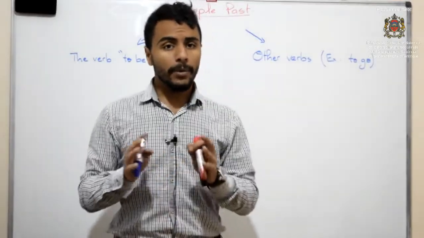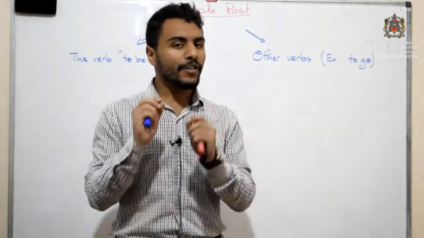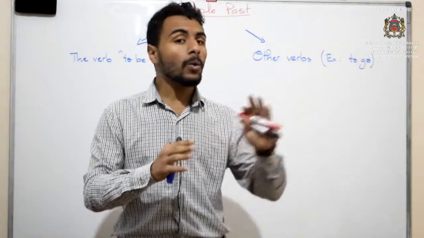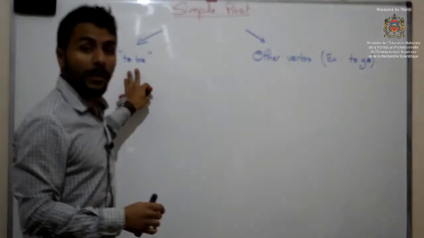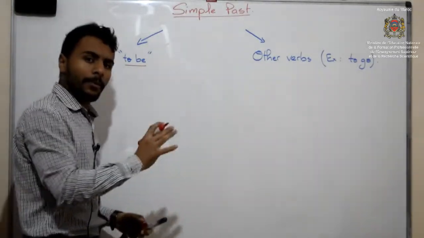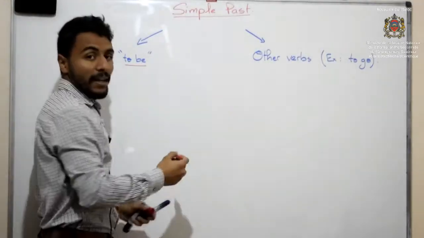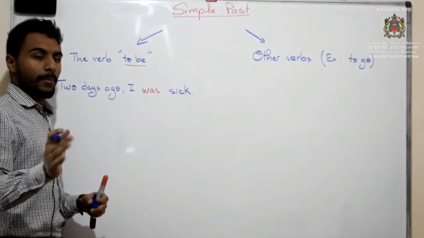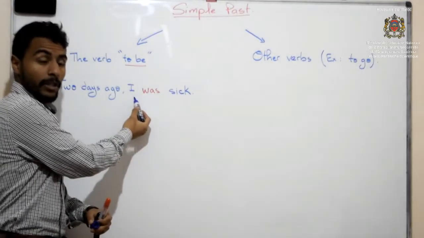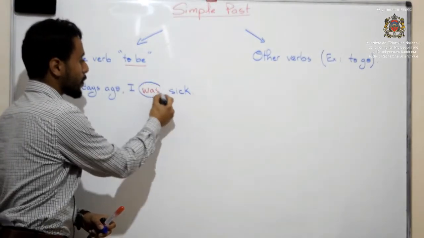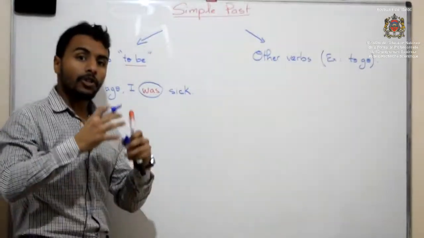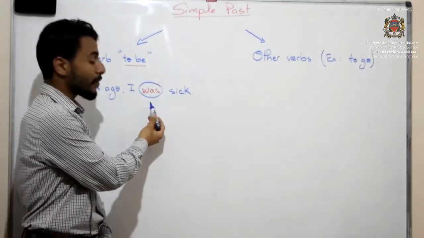Well, when we are talking about verbs, one verb is very special. It's an exception. When we conjugate it, it has a different form than all other verbs, and that is the verb to be. So we will focus first on the verb to be. The verb to be is different in the simple past. Looking at the following example, we have an expression of time, 2 days ago, I, the subject, and the verb was. That's the verb to be in the simple past. Conjugate the verb to be in the simple past and you have was.